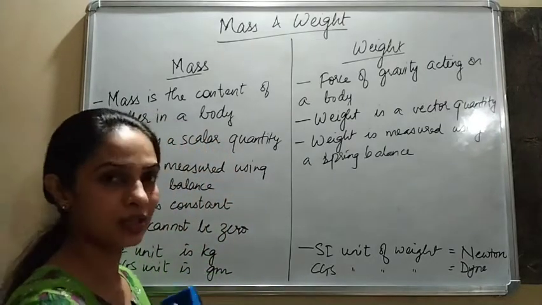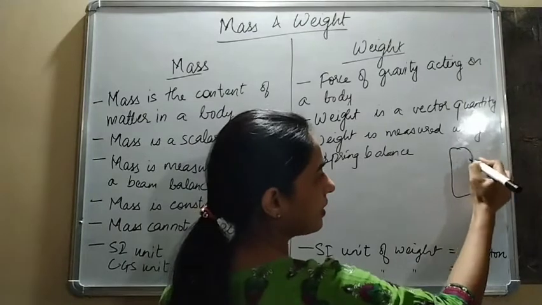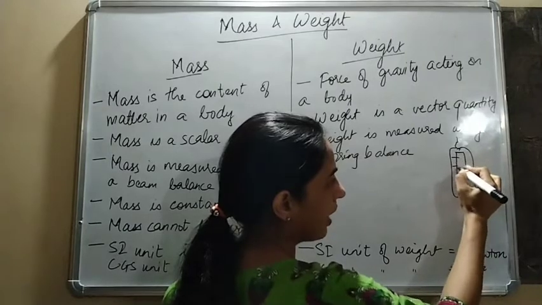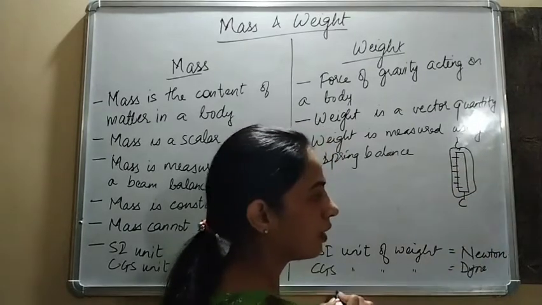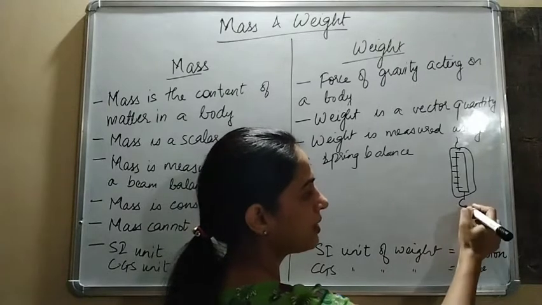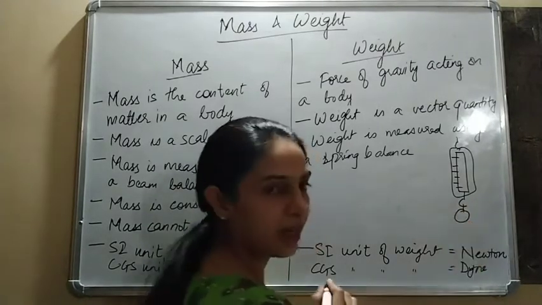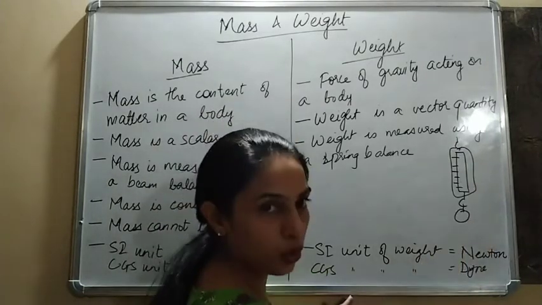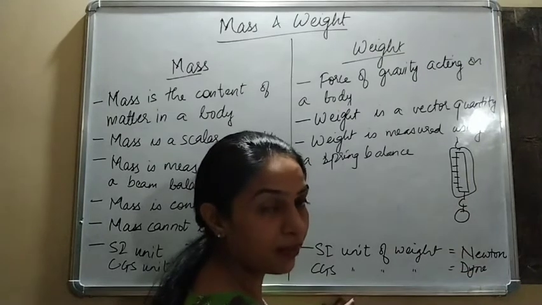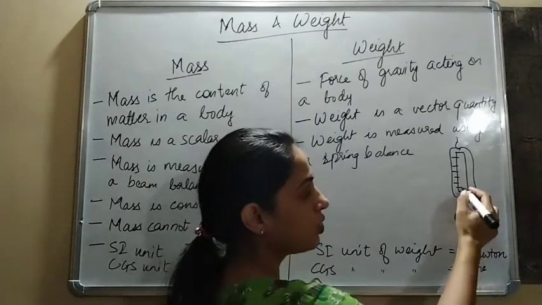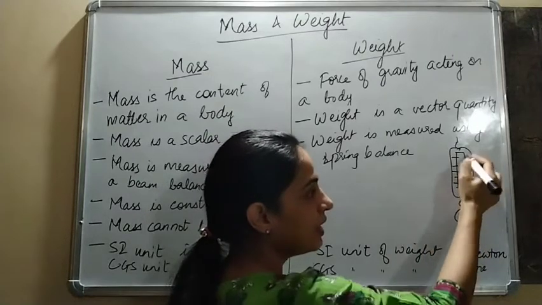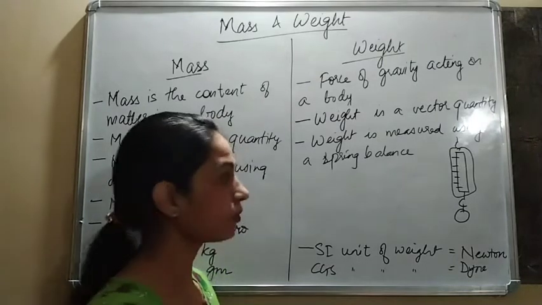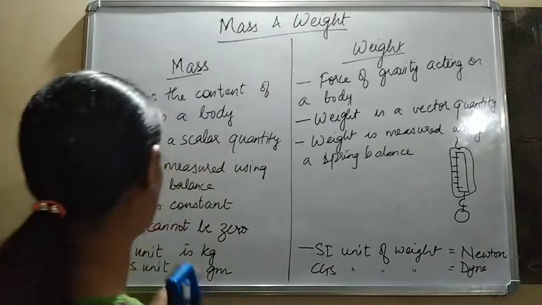So weight is measured using a spring balance. It has a hook like this and a marked scale over here. It has one more hook, a hanger, to which mass can be attached. Whenever you attach a mass to it, it will go down because of the force of gravity acting on it. When it settles, the spring balance shows the weight of the body.